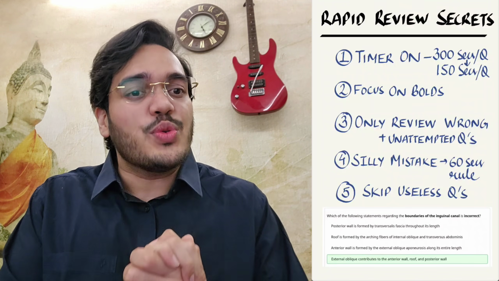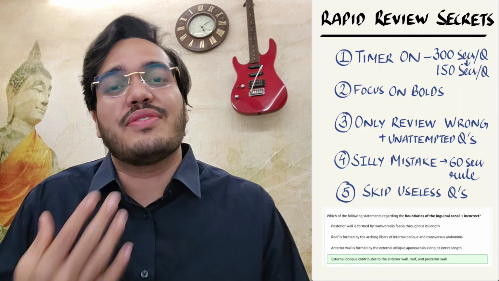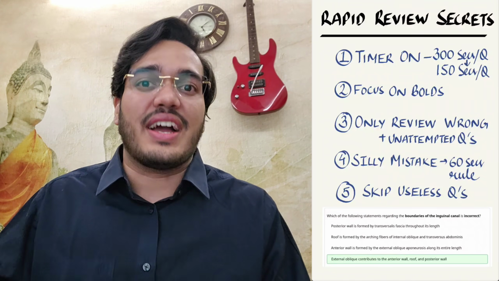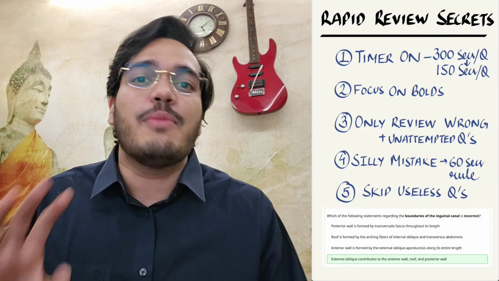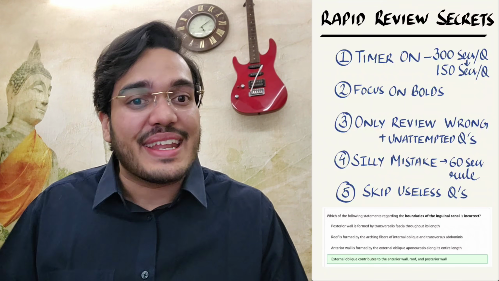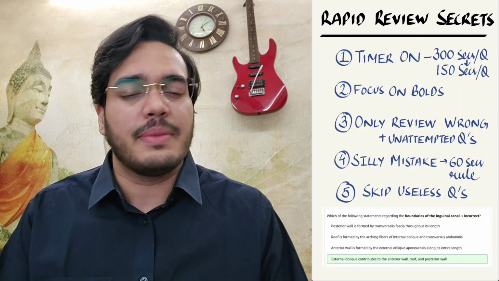Next thing is that you just review wrong and unattempted questions. Have confidence in yourself. If there were 100 questions which you attempted correctly, if there is a grand test again or they come in your actual exam, you'll be able to do them right again. So don't do paralysis by analysis. That is what I always say. So just review the wrong and the unattempted questions.